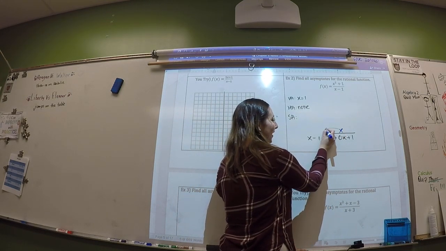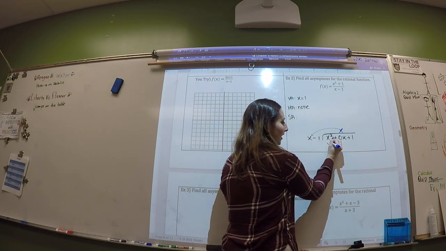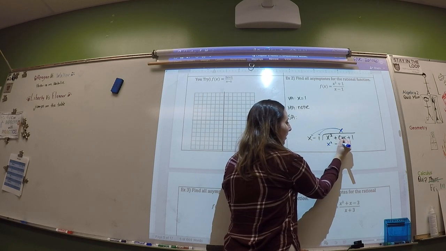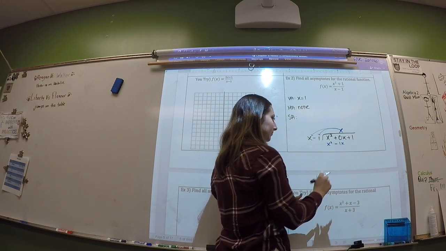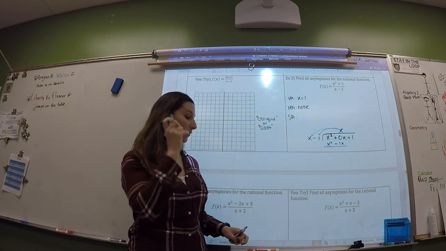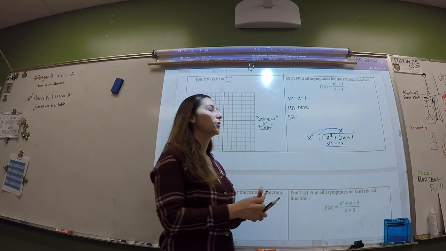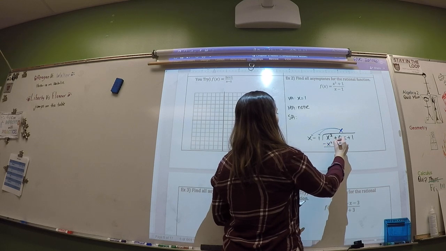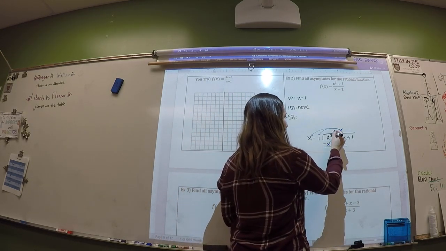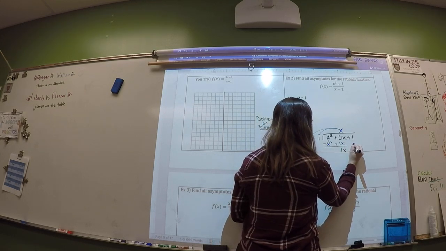So we're going to multiply x times x, that gives us x squared, which is good. And then x times negative 1, which is negative 1x. And then after you do that, you're supposed to subtract everything. So that cancels these, and I get 1x plus 1.